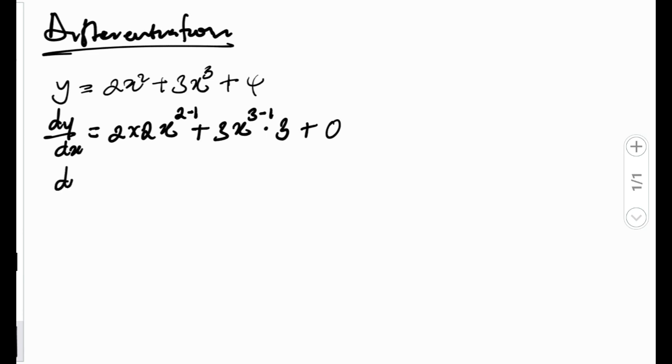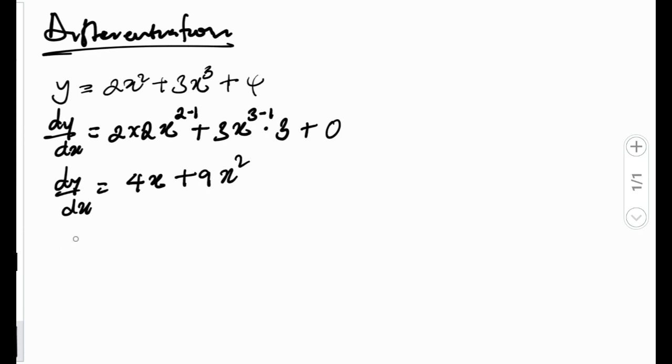So dy dx would be equal to 4x plus 9x squared, and therefore this would be the derivative of y equals 2x squared plus 3x cubed plus 4.